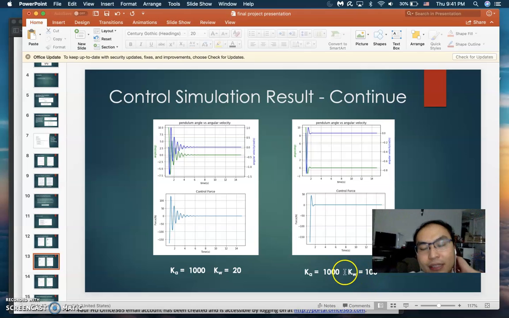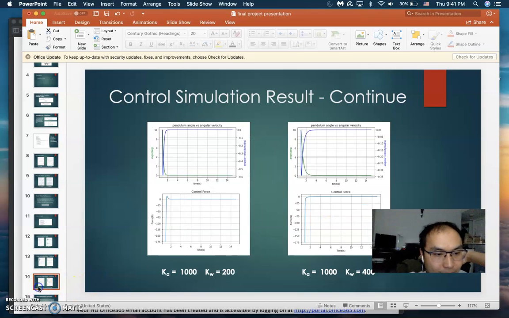We increase the velocity gain, which is Kw, from 20 to 100. We experience even more performance gain on the balancing time. Now it has dropped to less than 2 seconds.